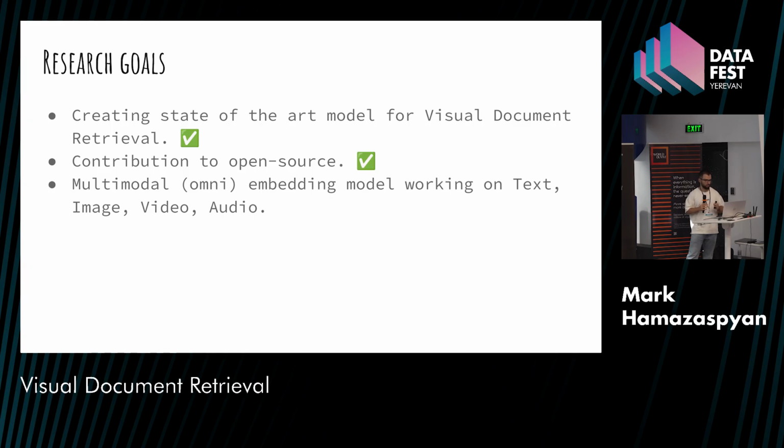Okay, let's recap. So with these things, we completed 2 of our research goals, which is creating the state-of-the-art model for visual document retrieval, which, if we believe the benchmark, puts us in the top 1 position. And we contributed to open source because we open sourced our models. Anyone can go download and use them. And now the last part is left: how do we get a text, image, video, and audio embedding model?